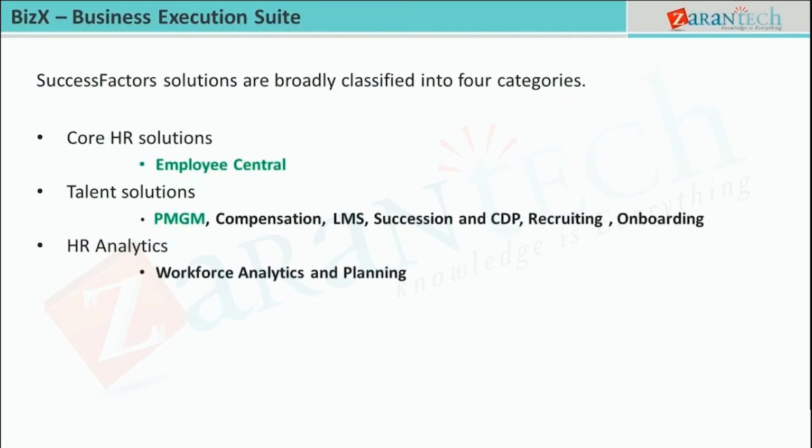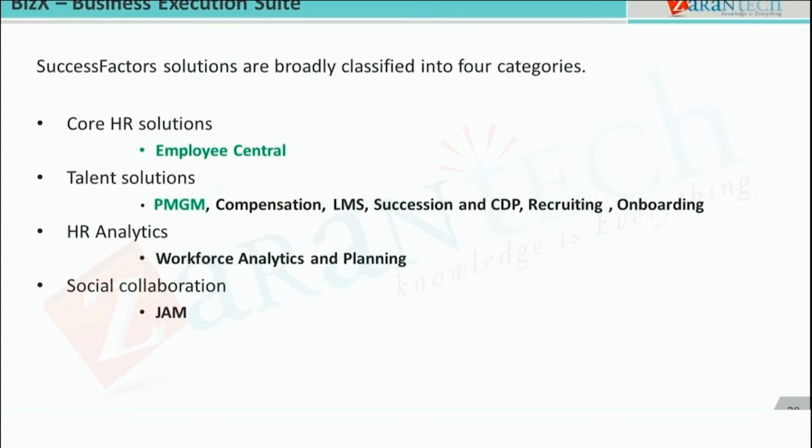like the core HR solutions, the talent, the analytics module, and the social collaboration, where definitely Employee Central and PMGM are the 2 best hotcake modules currently in the market, where we can see a lot of openings on these 2 modules. That's the basic reason that we opted these 2 modules within our training plan, and the reason for highlighting them in green color, to say that these are the evergreen modules currently in the basic suite.